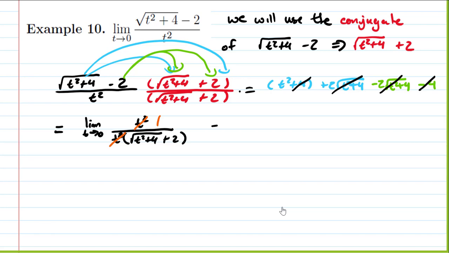We plug in the value, and we get 1 over the square root of 0 squared plus 4 plus 2. So 0 squared plus 4 is 4. The square root of 4 is 2. And we get 1 over 2 plus 2 is equal to 1/4. And that will be the limit as t goes to 0 of the square root of t squared plus 4 minus 2 all over t squared. So notice, we found the limit is 1/4. We essentially found the value of this function as we get as close as you want to dividing by 0. That's kind of an interesting way to think about something.